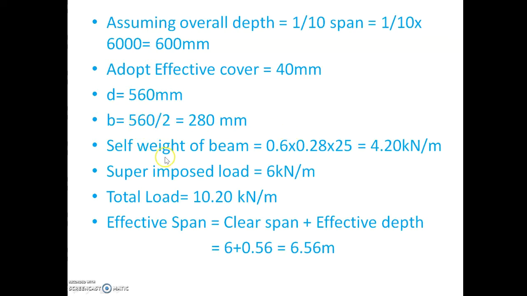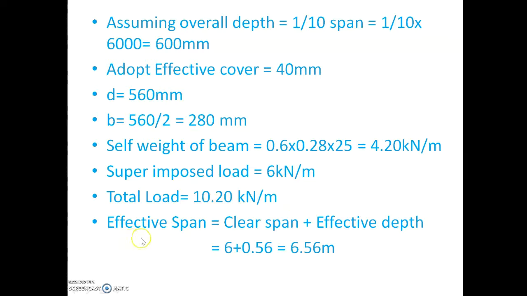Then calculate the self weight of the beam. Self weight of the beam is equal to overall depth 0.6 into width, that is 0.28, into unit weight of concrete, that is 25. We will get 4.2 kilonewton per meter. The superimposed load is already given in the problem, that is 6 kilonewton per meter. The total load is equal to self weight plus superimposed load. We will get 10.2 kilonewton per meter.